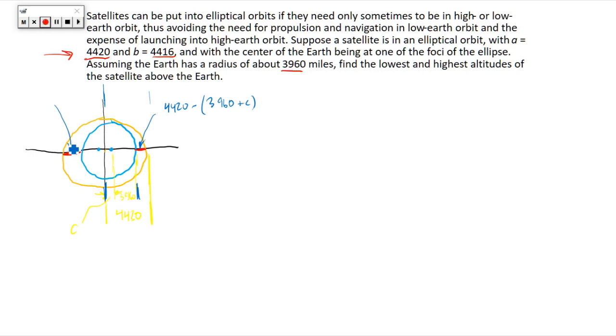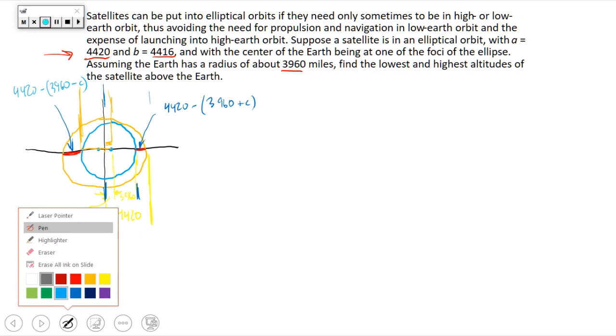On the other hand, this distance right here would be the radius of the Earth, but less c. So the other part of this question is asking for 4420 minus 3960, but then minus c. So that's the difference here. We need both of these answers, which obviously means we need c.